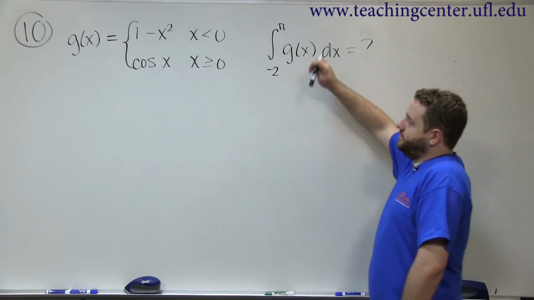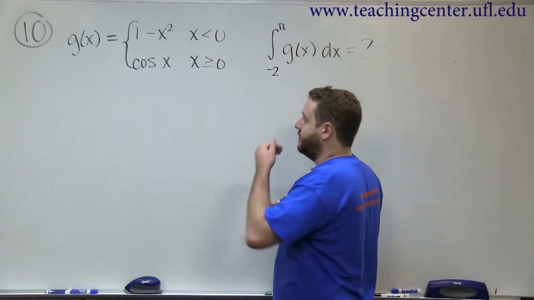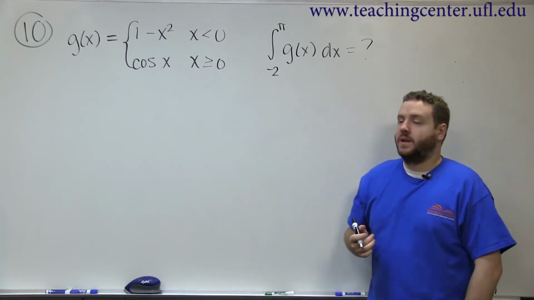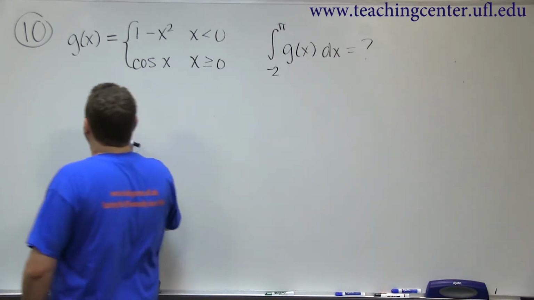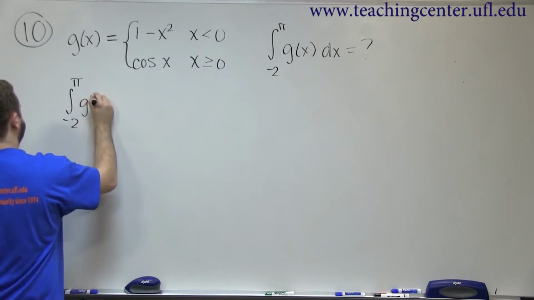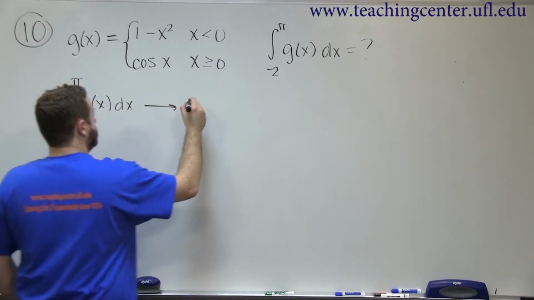So we have this function, 1 minus x squared, that only applies when x is negative. And cosine x only applies when x is 0 or positive. So the dividing line here is 0. So if we're going to do the integral from -2 to pi of g of x, we're going to have to make it like this.